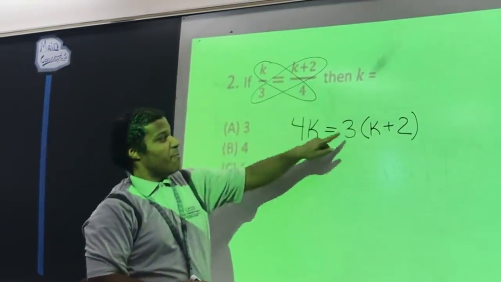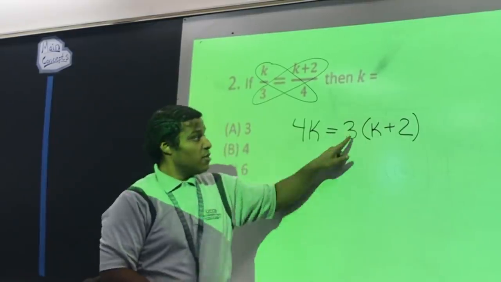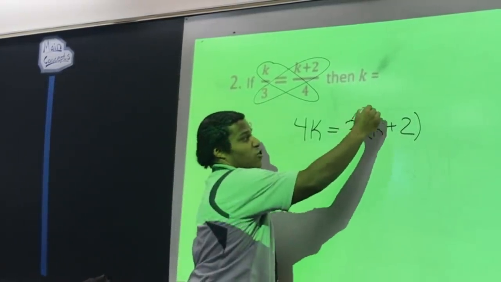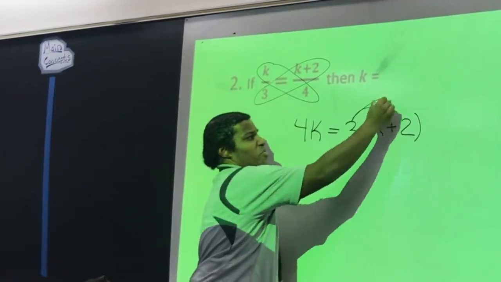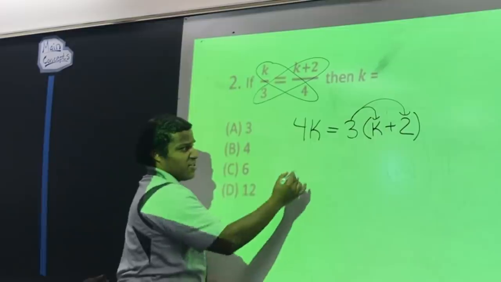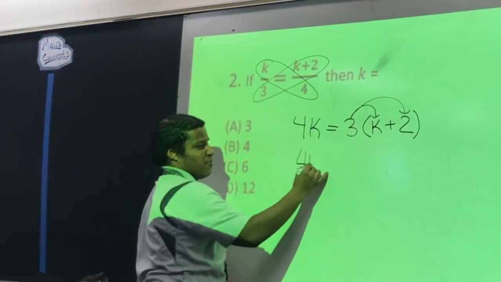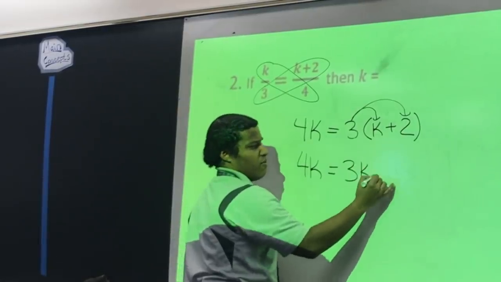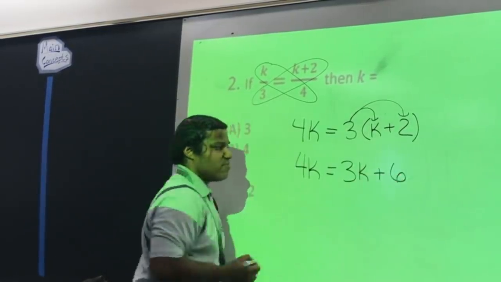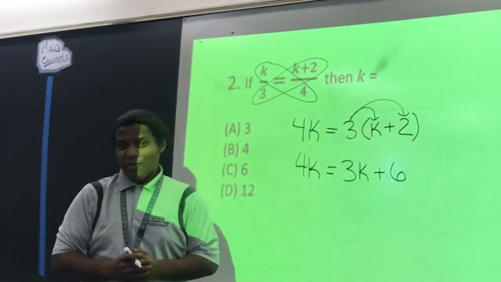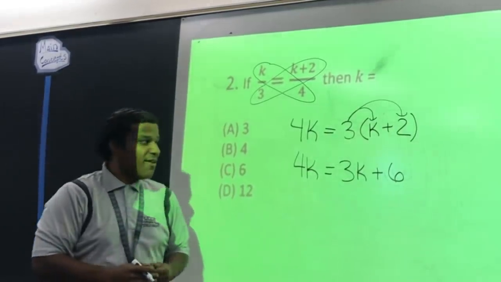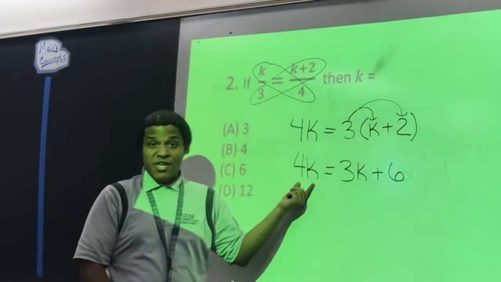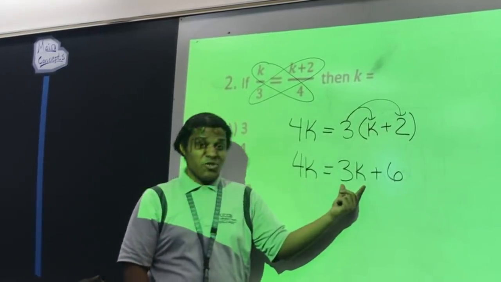Because we are multiplying a binomial, meaning 2 terms, by a single number, we need to distribute our single term in. We're going to distribute 3 to k and 3 to 2, giving us 4k on the left still, and on the right side, 3k plus 6. Now it's starting to look a little bit easier to get k by itself. I want to move all of my k's onto the left side. I see that there's already a k over here, so I'm going to make this one join the party.